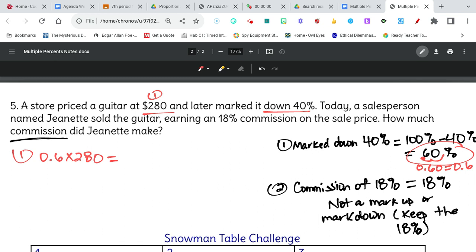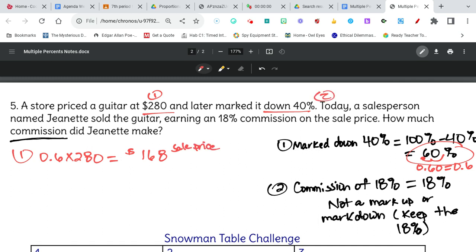Let's see. What is 60% of 280? 0.60 times 280. Went down a lot. $168 is the new markdown price. A markdown is a sale. Okay, that's my new sale price.